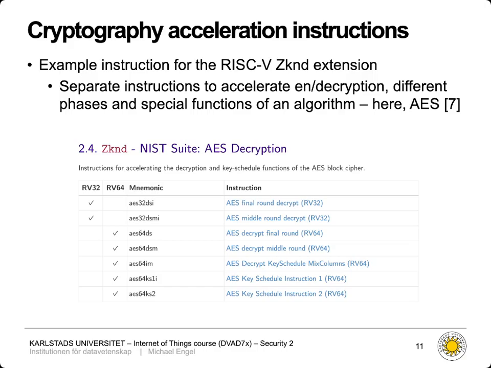Taken together, these can be used to, for example, provide a handwritten assembly version of the AES algorithm using these machine instructions, which is much more efficient, maybe more energy efficient and also maybe faster than a pure software implementation that doesn't have these acceleration functionalities available.